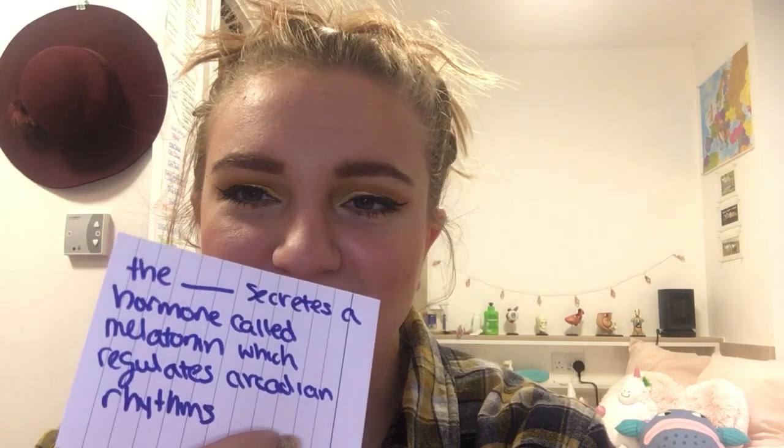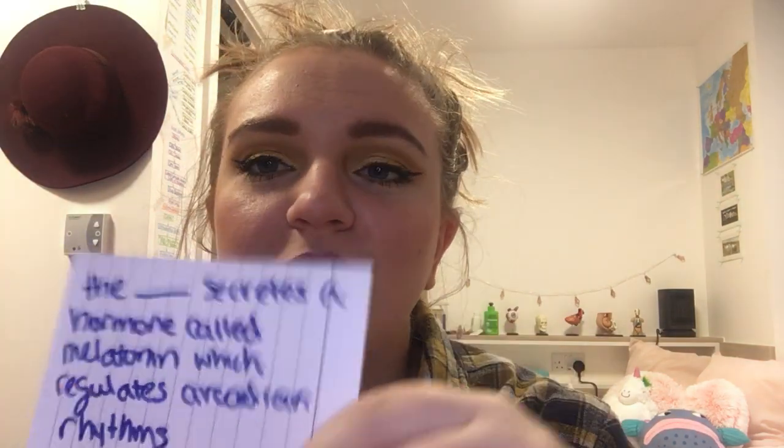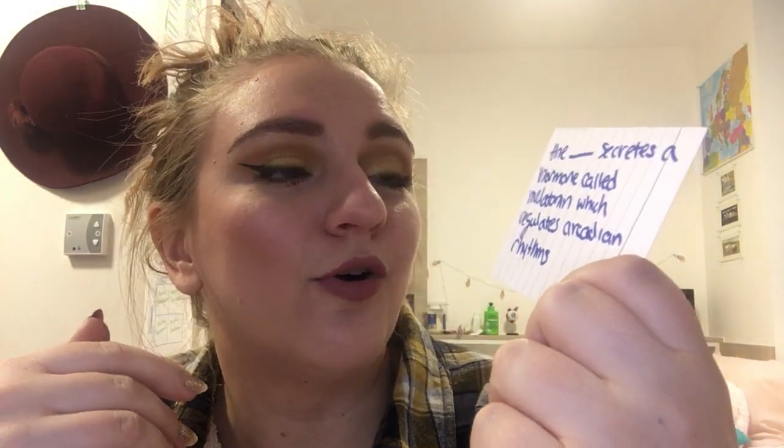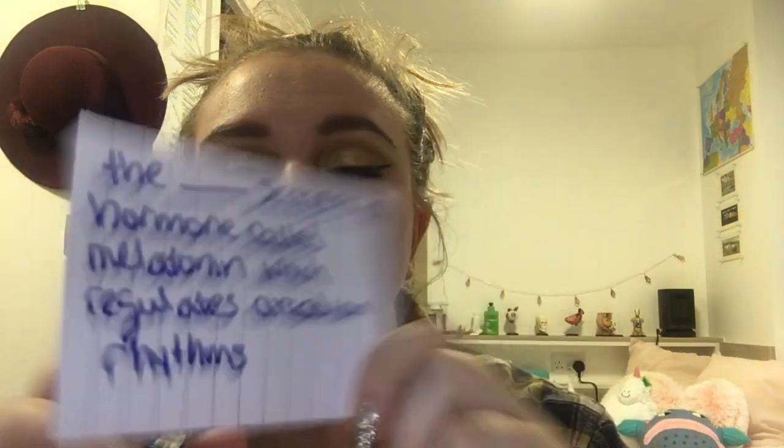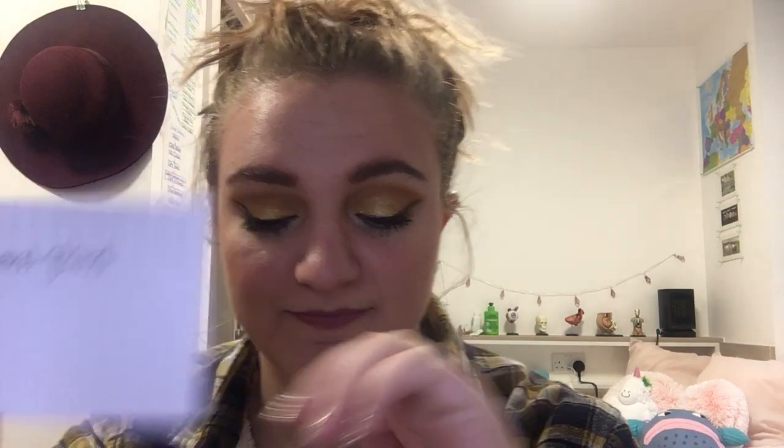The blank secretes a hormone called melatonin, which regulates, I can't read my writing, circadian rhythms. Oh my gosh, that is the worst writing ever. Okay, so where do we get that hormone melatonin from? That comes from the pineal gland.